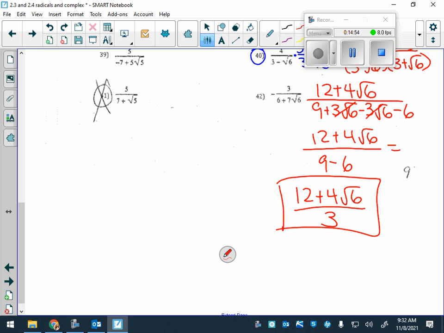Okay? So I know I crossed out 41, but that's the one I want you to do. Okay? What are you multiplying top and bottom by? Yep. 7 minus root 5. Good. All right, go ahead.